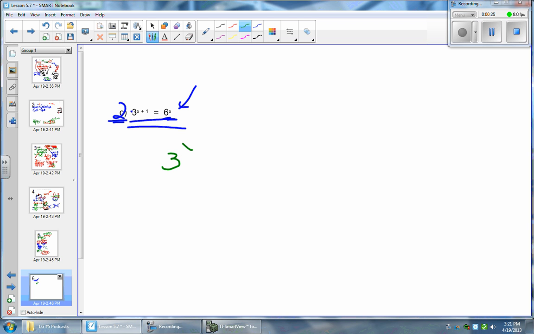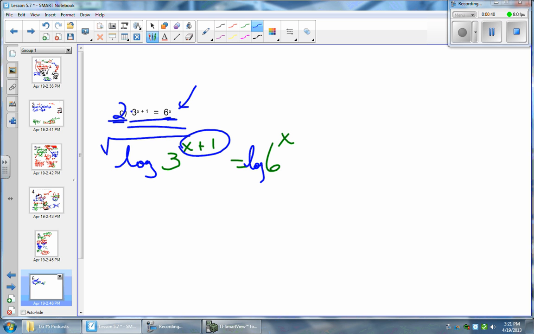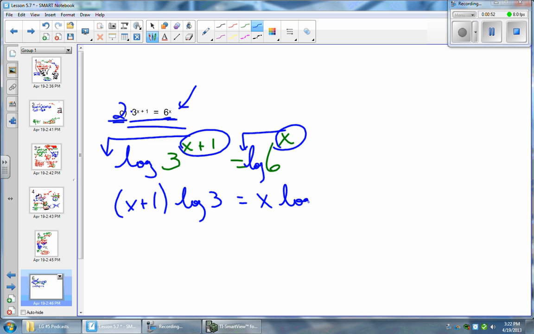Remember, this is 3^(x+1) equals 6^x. The thing that I taught you in the previous podcasts is log both sides. You betcha. And start using some of those exponent laws and some of those log laws, which means you could take this guy and move it up front. So this is now, remember, (x plus 1) log of 3. Now, look at this guy. You can move that guy up front, leaving you x log 6.